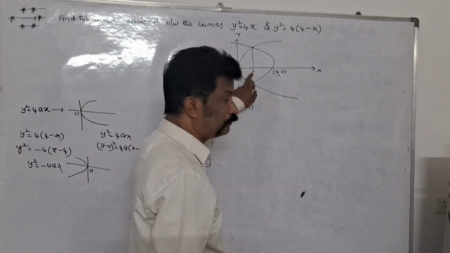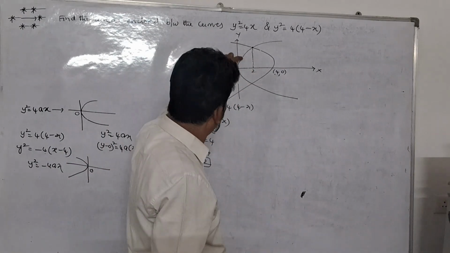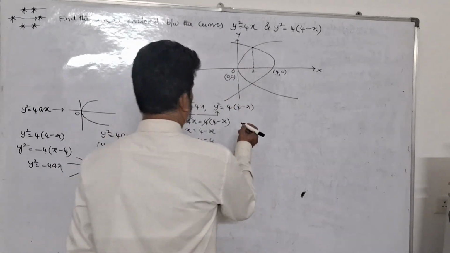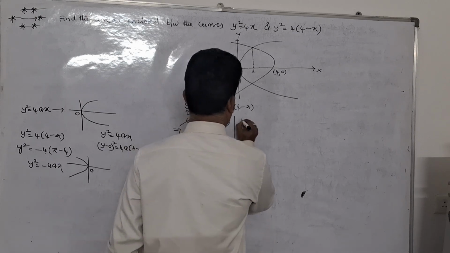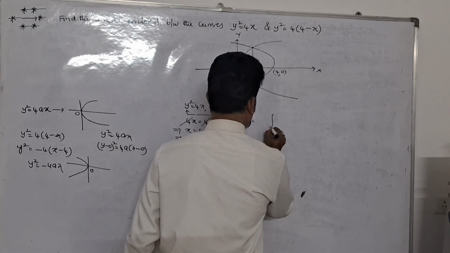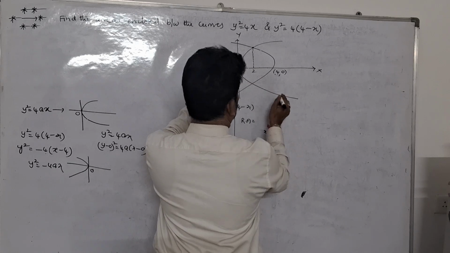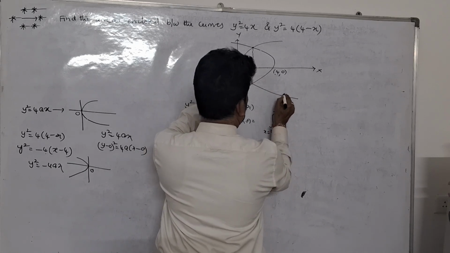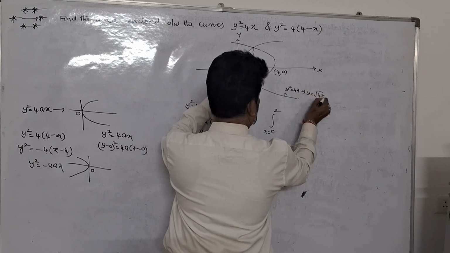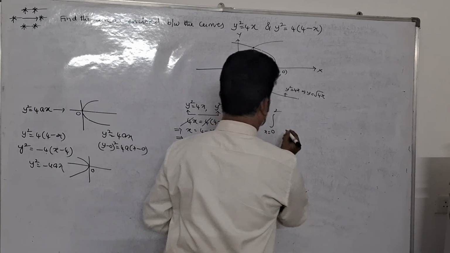Limits mean 0 to 2 and 2 to 4. Two areas are there. 0 to 2 is this curve, 2 to 4 is this curve. Now the required area is equal to integration, x is equal to 0 to 2, this graph. This one is y square is equal to 4x. That implies y is equal to how much? Root 4x. So root 4x, y dx, the first curve.